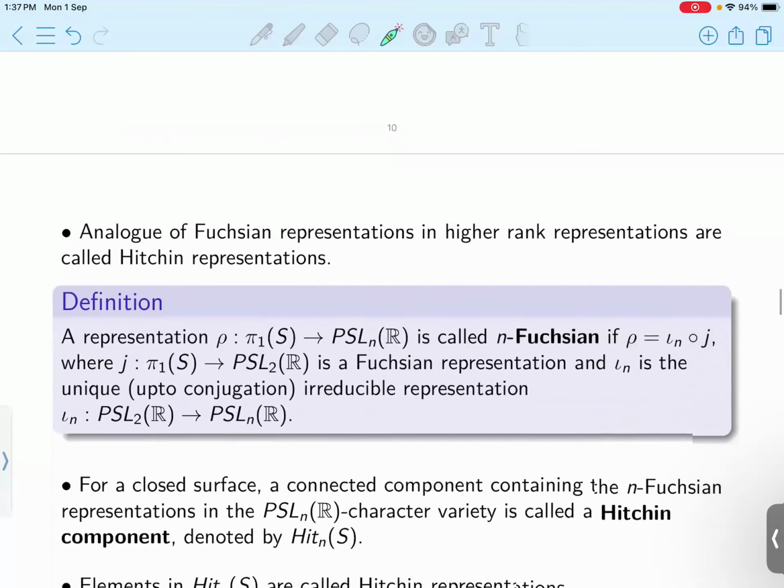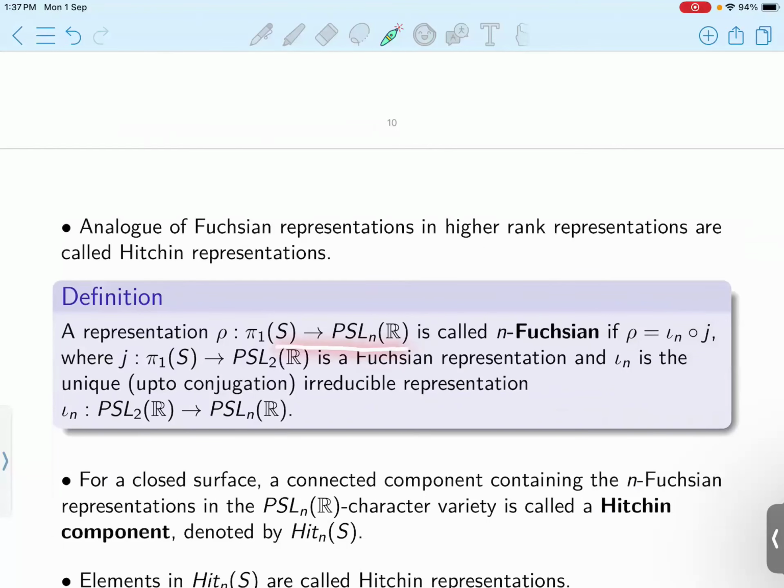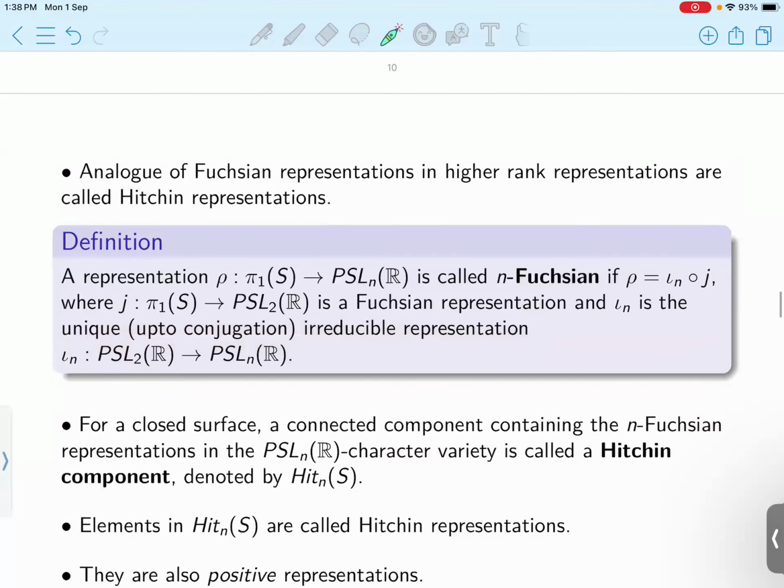A representation rho from pi1 S to PSL(n,R) is called n-Fuchsian if it can be written as a composition of a Fuchsian representation J and the unique irreducible representation from PSL(2,R) to PSL(n,R). Now for a closed surface, the connected component containing these n-Fuchsian representations in the PSL(n,R) character variety is called a Hitchin component.